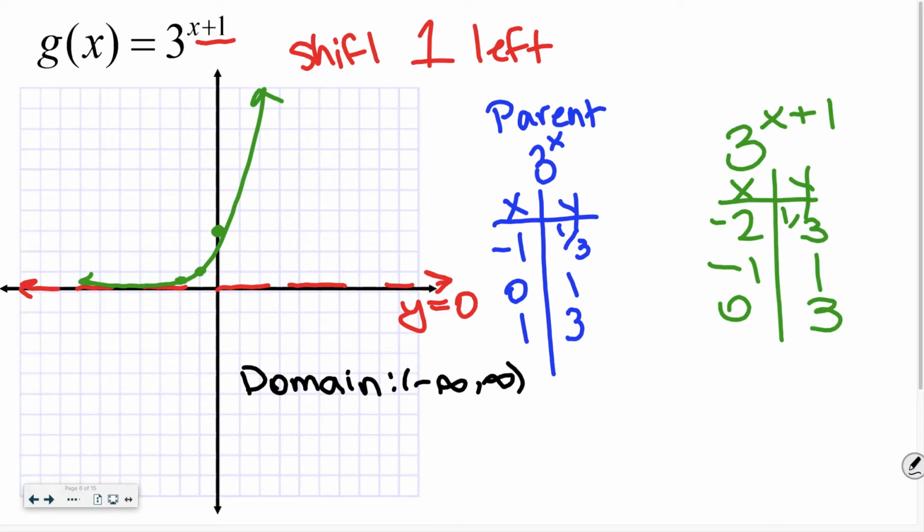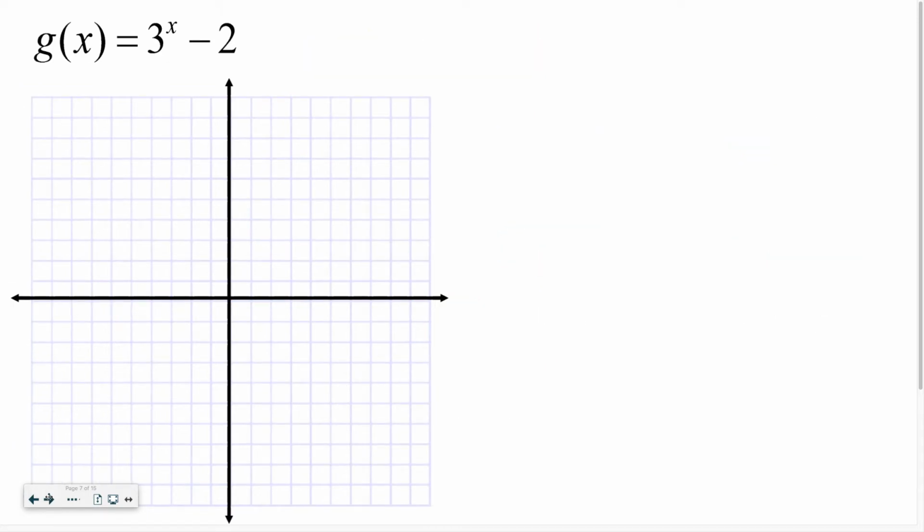Okay, so Riley, stop. How would you describe the range? 0 to negative. Good. Okay. If you have an exponential function, your domain is always all real numbers. Now, let's talk about this graph, 3 to the x minus 2.